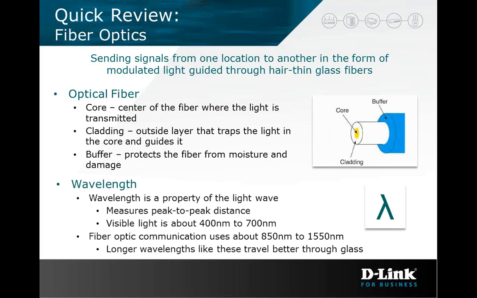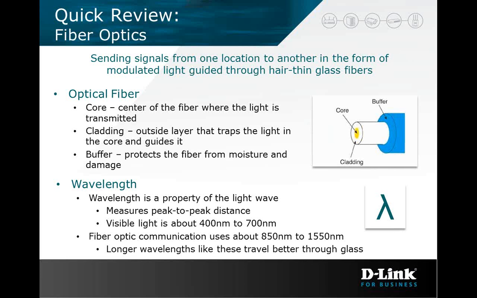The other term that comes up a lot when we're talking about 10 gig Ethernet over fiber is wavelength. Remember, we're talking about a light wave here, and so the wavelength is a property of that wave. It's a sine wave, and so wavelength is basically the peak-to-peak distance for that particular light wave. It's noted here that visible light uses wavelengths approximately between 400 nanometers and 700 nanometers. With fiber optic communication, we're using slightly longer wavelengths. We're using wavelengths like 850 nanometers, 1310 nanometers is another very common wavelength, and 1550 nanometers as well.